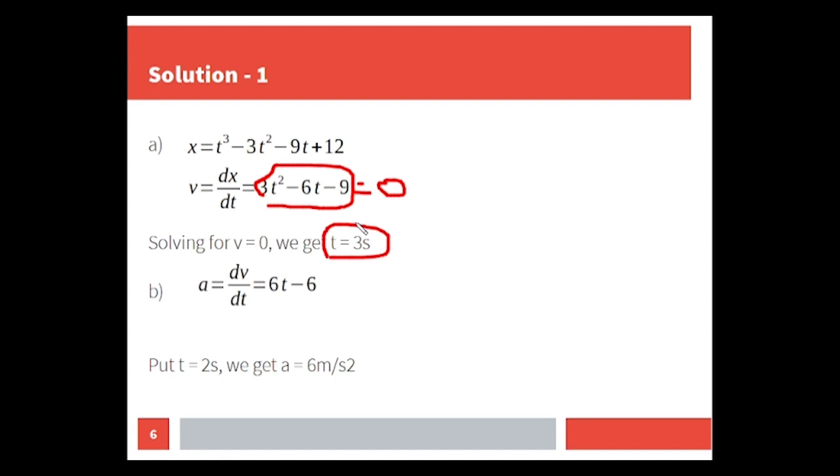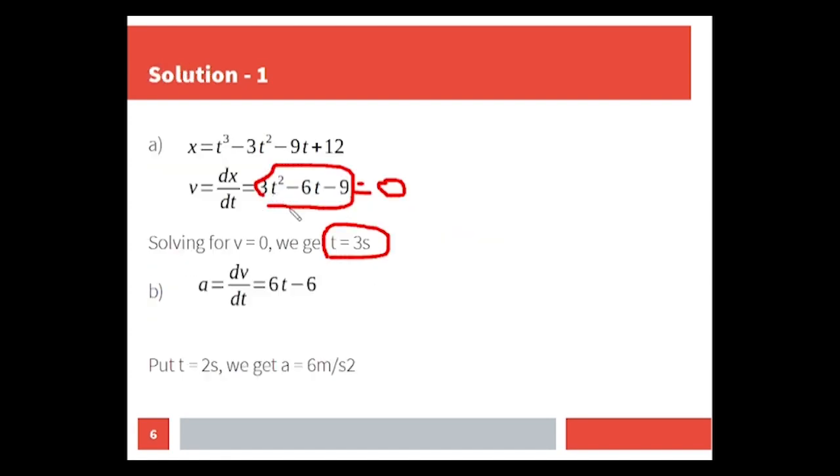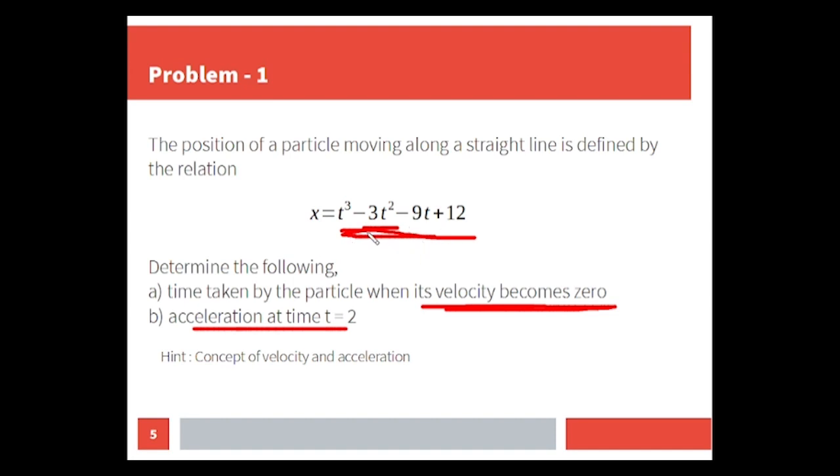Next we are asked to find the acceleration at time t. We can just differentiate this equation again, which gives 6t minus 6, and put t equal to 2. And we will get the acceleration to be 6 meter per second square. Very basic equations through direct derivatives and substitution.